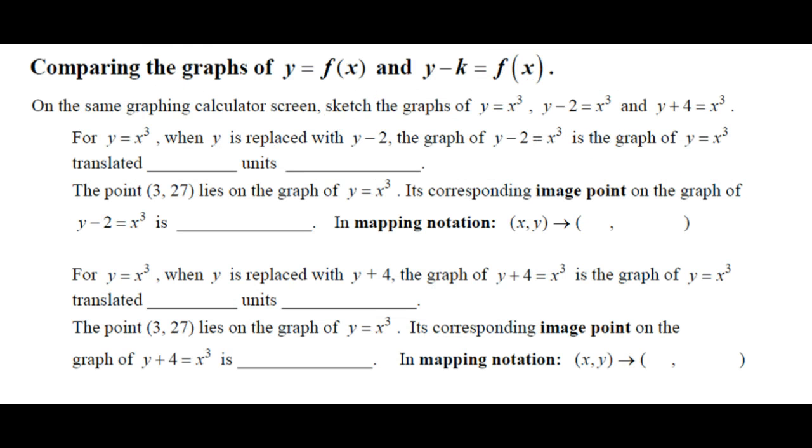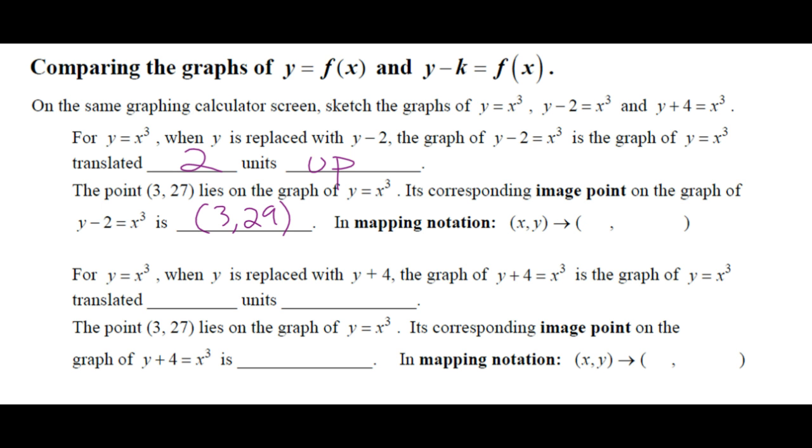Comparing the graphs of y equals f of x and y minus k equals f of x. So on the same graphing calculator, and you couldn't do y minus 2 equals x cubed on the graphing calculator, right? You could do that in decimals. But so the idea is, if I'm starting with y equals x cubed, if y is replaced with y minus 2, the graph of y minus 2 equals x cubed is the graph of y equals x cubed translated 2 units. What? Up. Yeah, sorry. 2 units. I thought somebody said right. 2 units up.